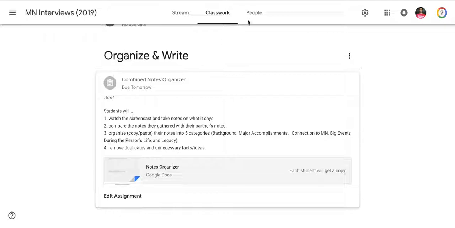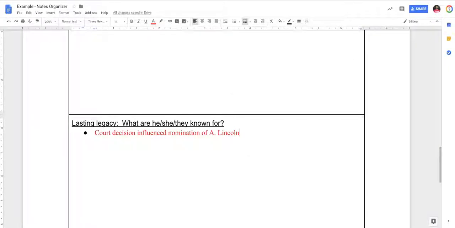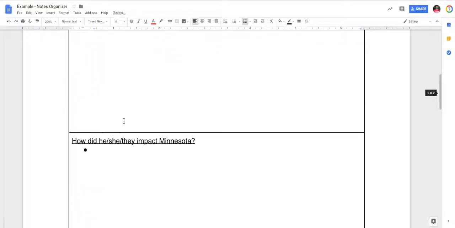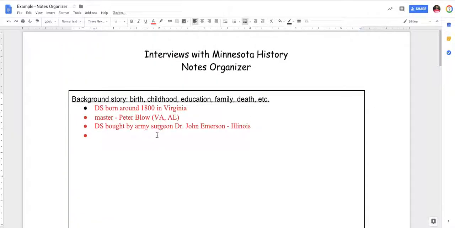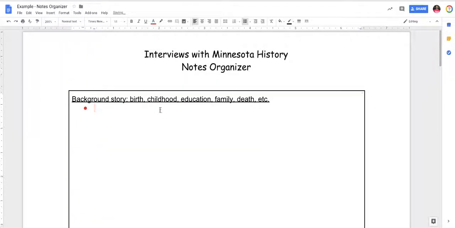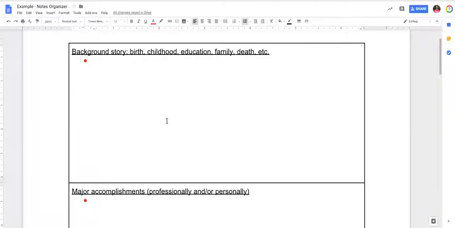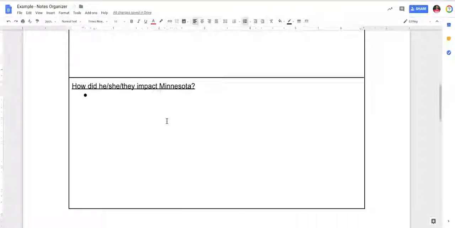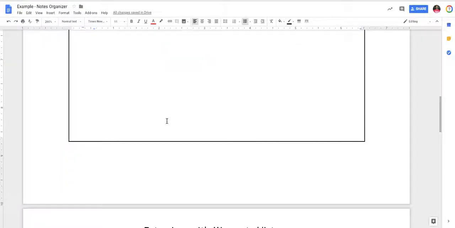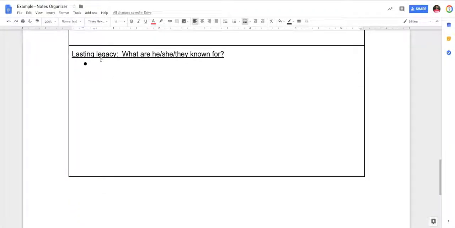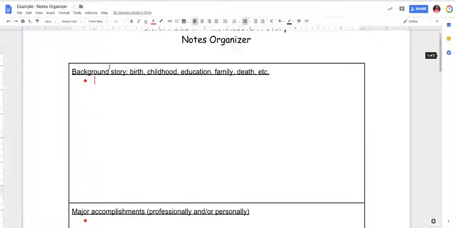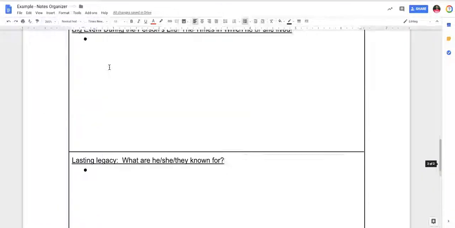When you open up your Combined Notes Organizer, it's going to look a little bit like this. I've already done a little bit of work on here, so I'm going to get rid of that now, and while I show you how to work it. And it has all the different categories: background story, major accomplishments, how did the person impact Minnesota, big events during the person's life, and their legacy, or what the person's known for. How did they impact history? You're going to be dividing all your raw notes into these 5 categories.